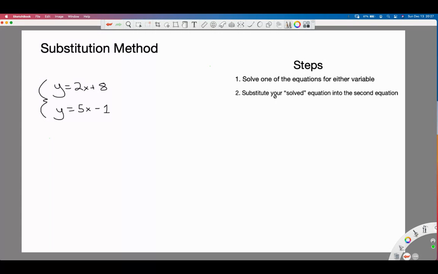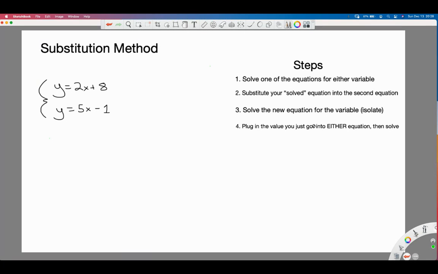Step 2 is we substitute your solved equation into the second equation that you didn't use. We'll talk about the meaning behind that in a second. Step 3 is we solve the new equation that we create for the variable that's in the equation. Another name for that is isolating, which we've used before.